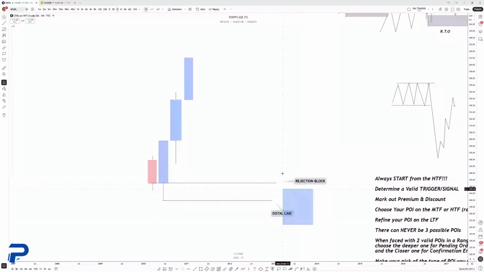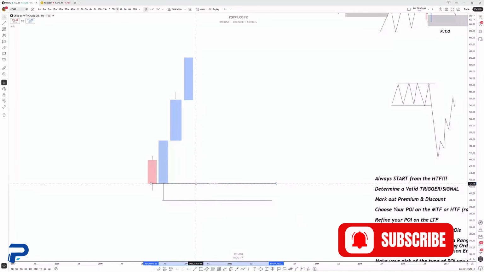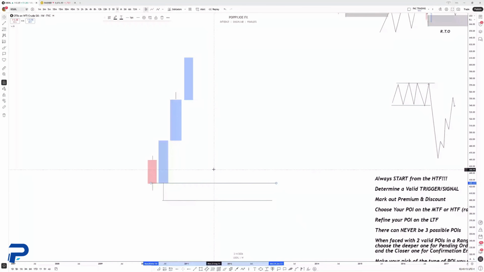Then lastly, let me just talk about this last one, and that is, do you know that your POI on a certain time frame is actually something else on a lower time frame, right? What do I mean by that? Your order block on a higher time frame is a breaker block on a 1 hour. So please, I want you to pay attention to this.